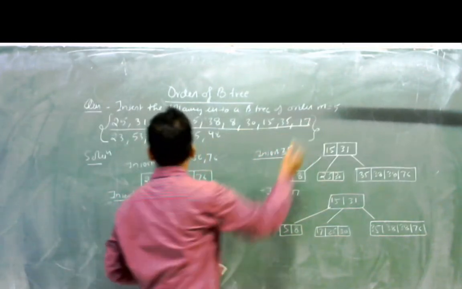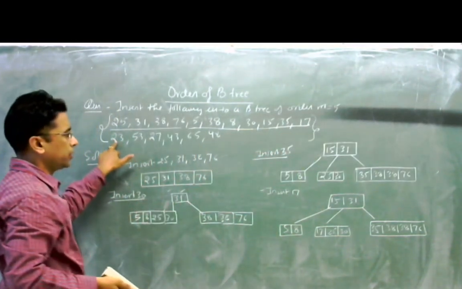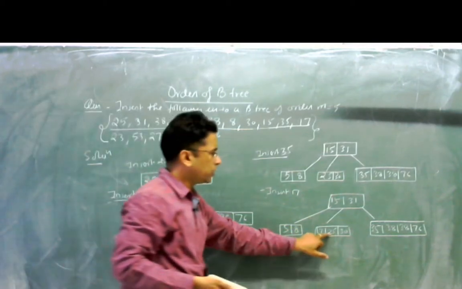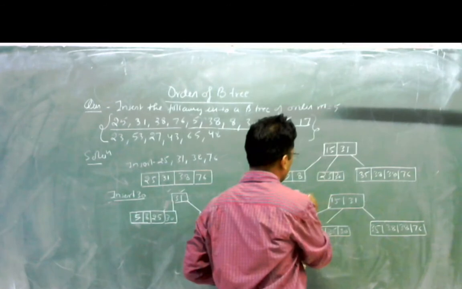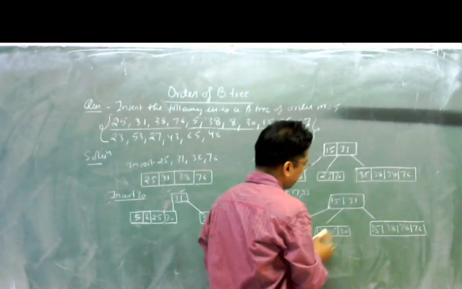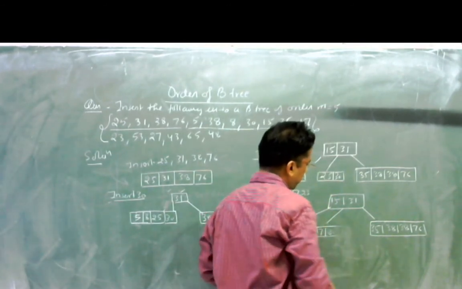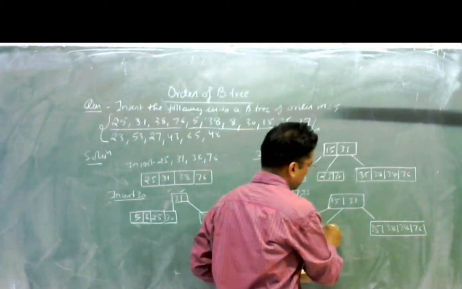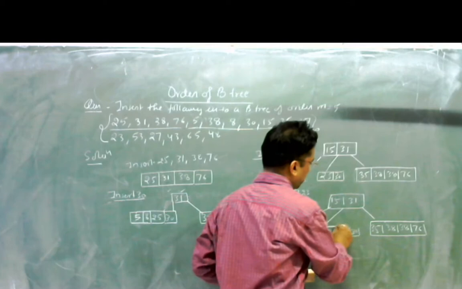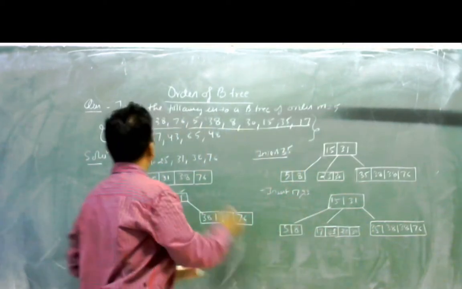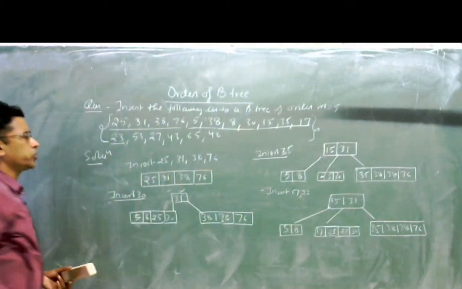Okay. Now the next element is 23. The 23 will be placed here. So I'm just inserting 23. 23 can be easily placed here: 23, 25 and 30. All are placed like this. So we have inserted 23 also.